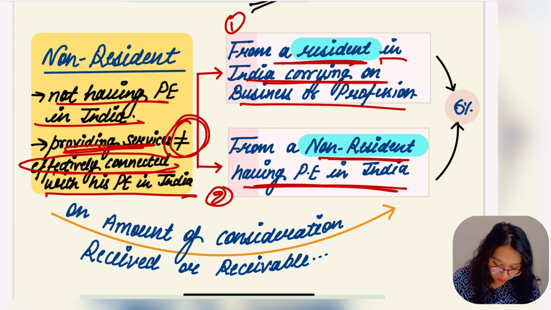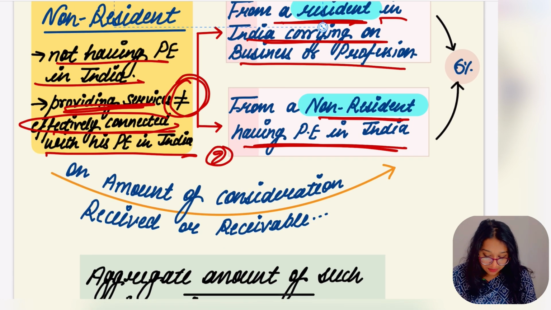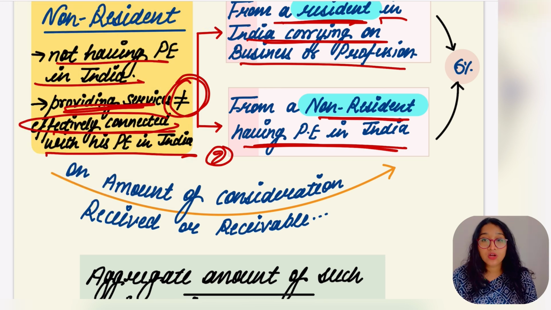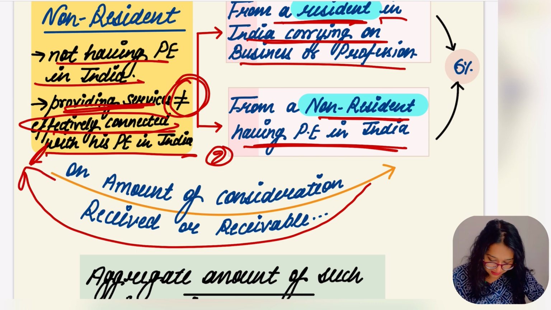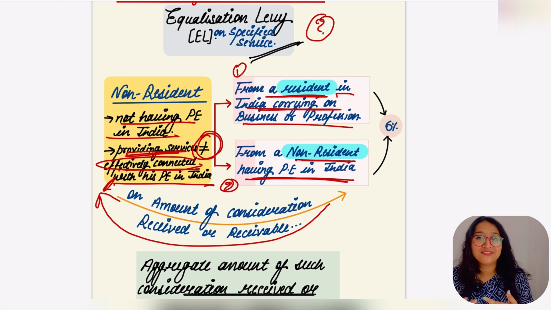So on the transaction between these two, if any amount of consideration is received or receivable by the non-resident who is not having a PE in India, remember this part, right? Once he is doing a transaction with these two parties, whatever amount is received or receivable by the non-resident, on that part the equalization levy is imposed.